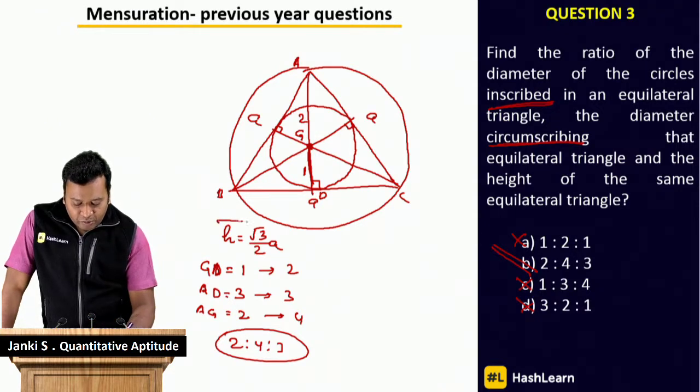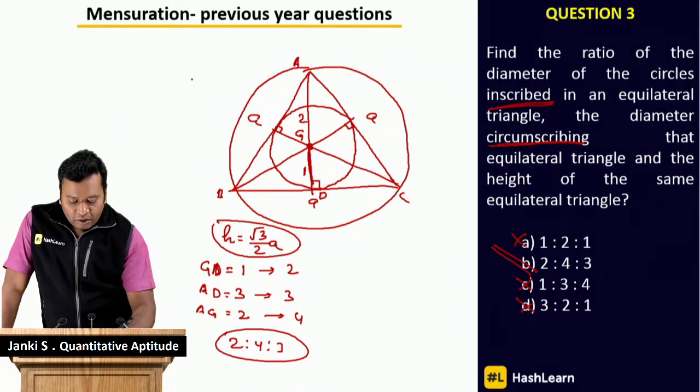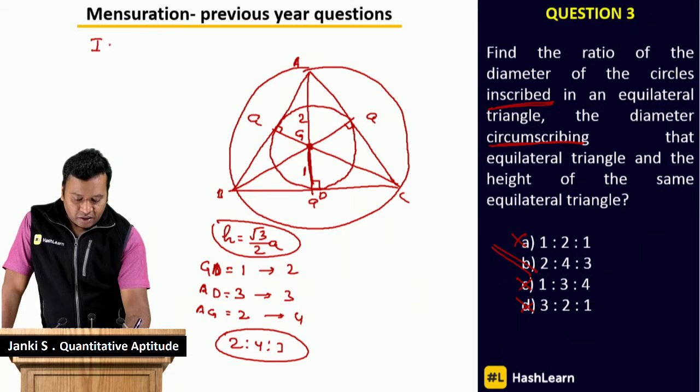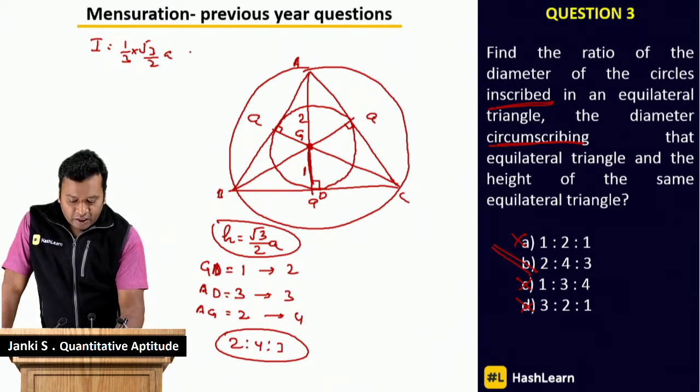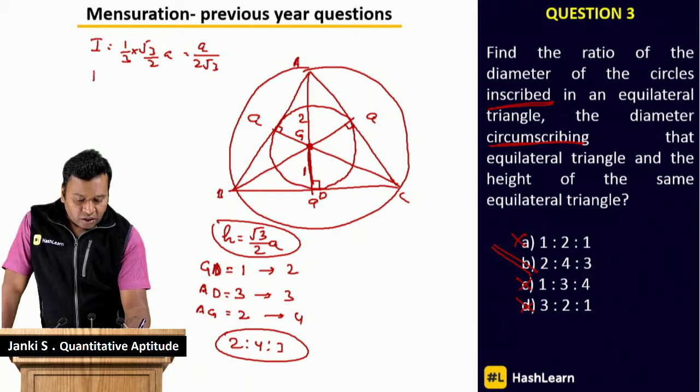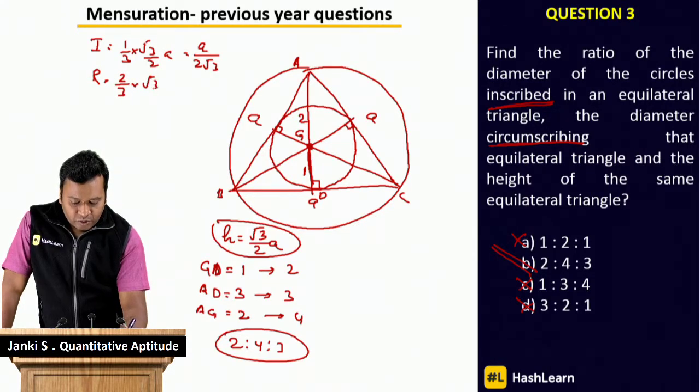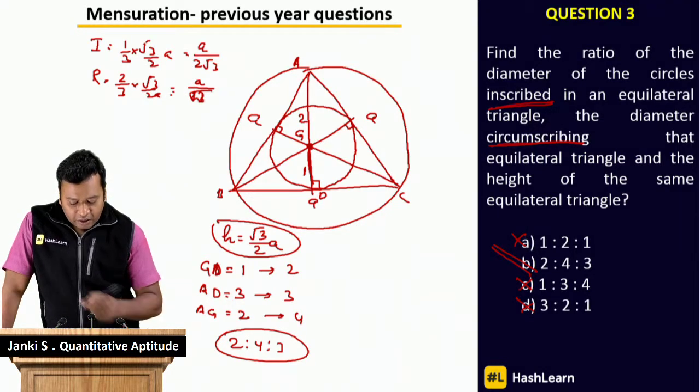तो फॉर्मूला अगर हम लोग ध्यान में दें तो हाइट इज √3/2a. माई in radius here is nothing but 1/3 of √3/2a, right? That is nothing but the value is a divided by 2√3. Circum radius is nothing but 2/3 of the value, 2/3 of √3/2a, right? So that means it's nothing but a divided by √3, राइट? और हाइट ये है.